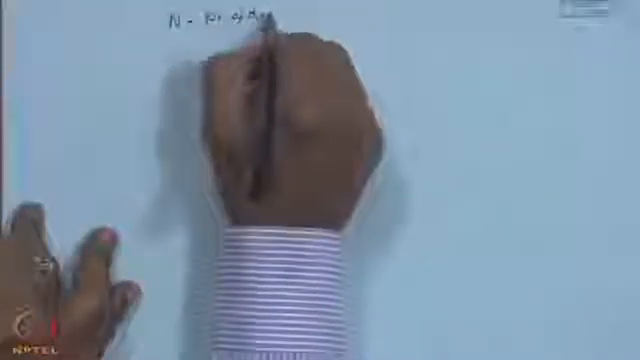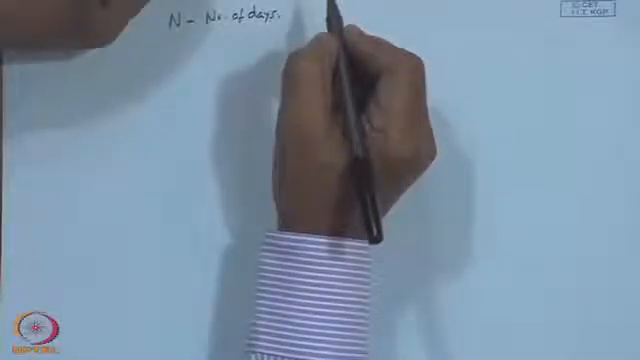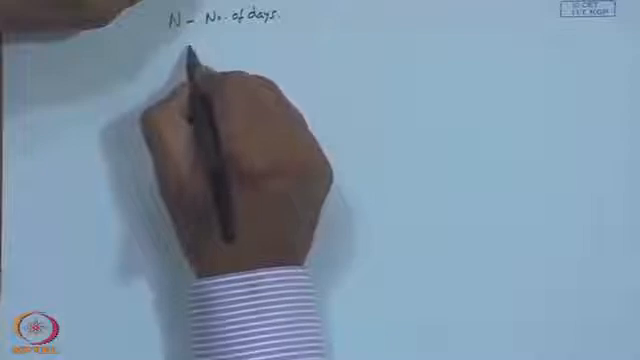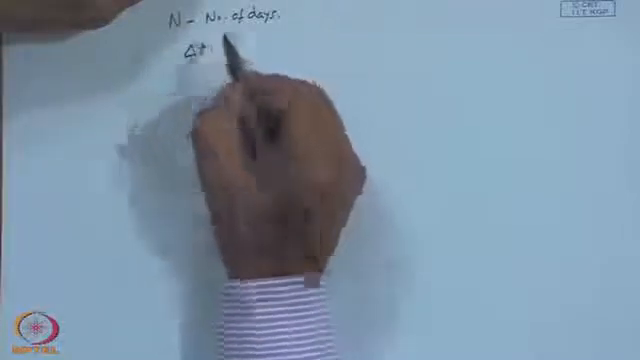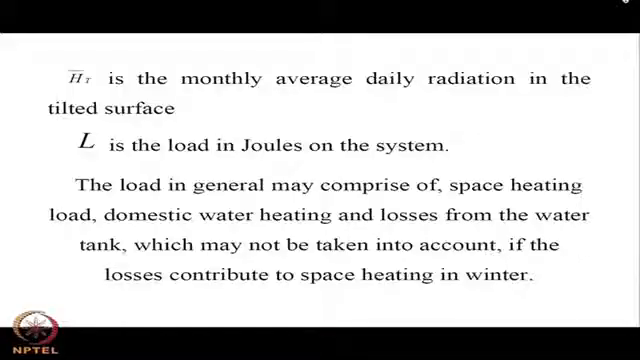This is one reason I write or rewrite them at times: we are using the same notation consistently. It will be easy for you to remember and check the consistency of the equations. H T bar is the monthly average daily radiation on the tilted surface, and L is the load in joules on the system.